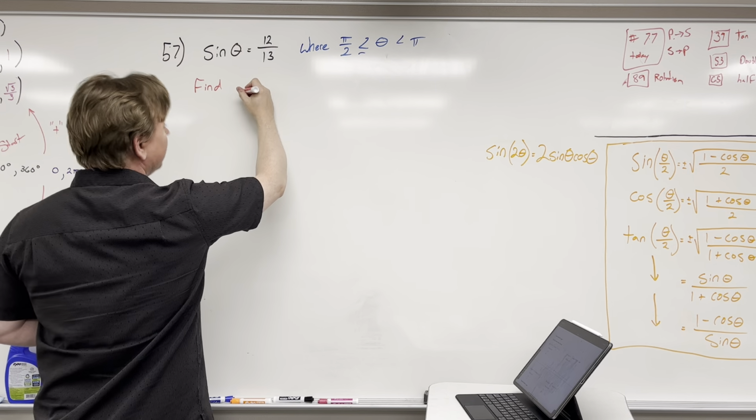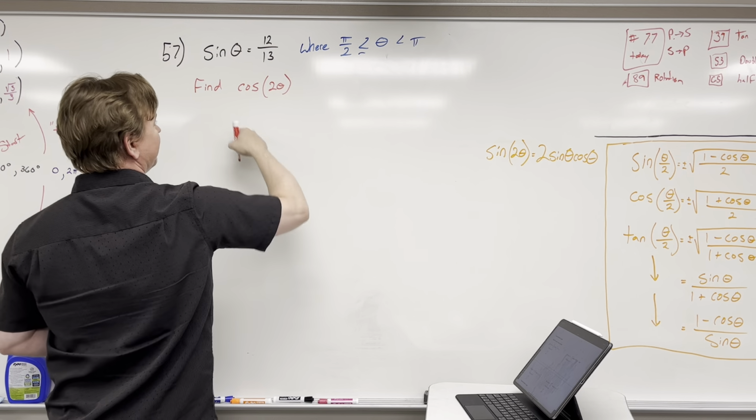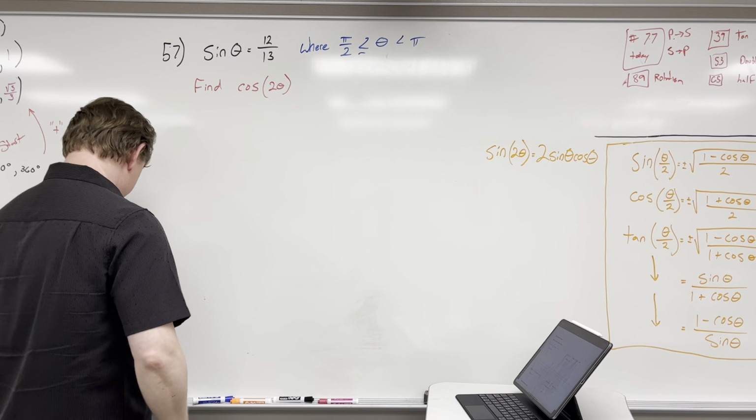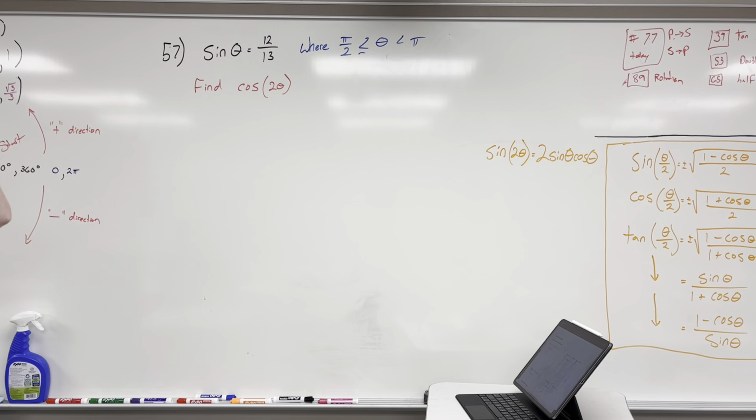And then they're asking you to find cosine. That's weird. They gave us sine. They didn't give us cosine. Double angle, right? That's what you might be thinking. And so, what do we do here? How do we solve this one?